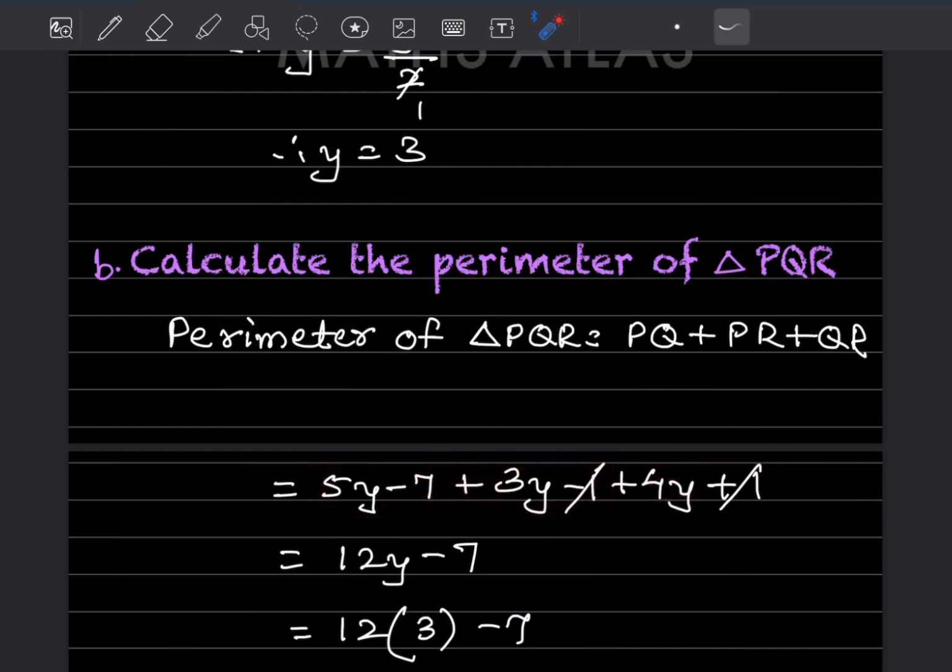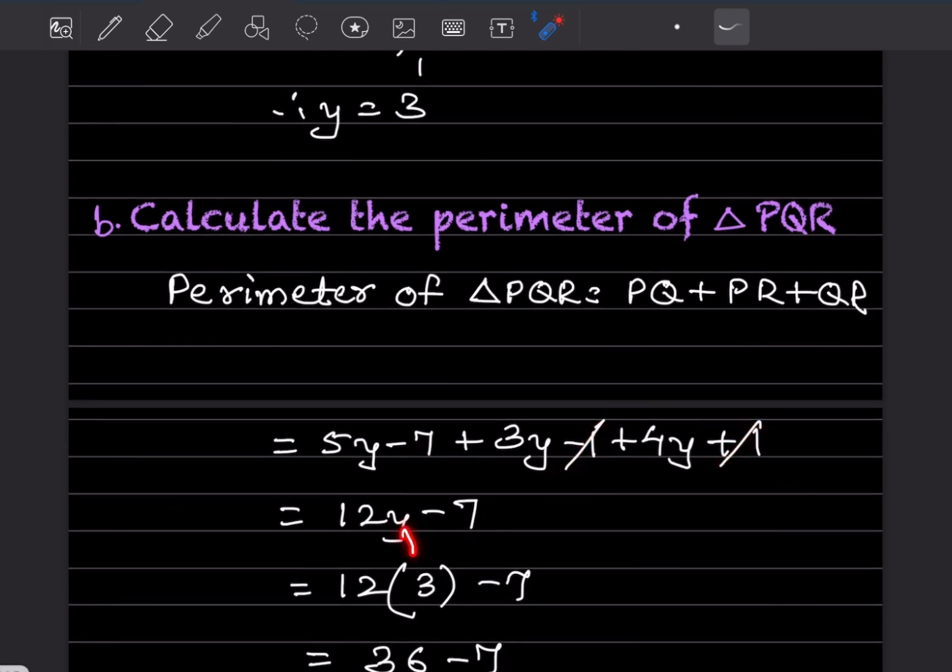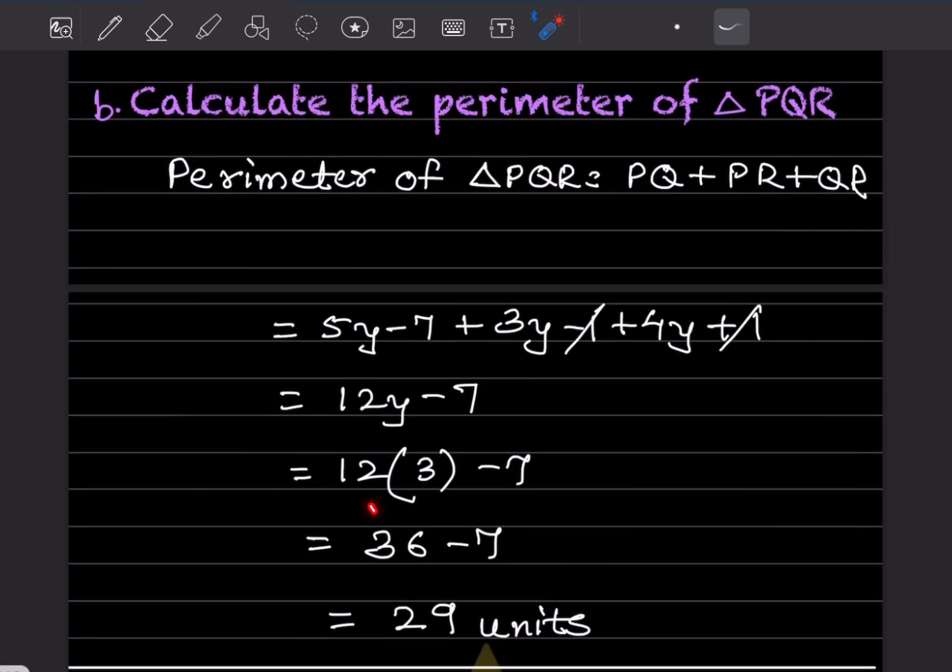First, what will you do? You will bring the like terms together. So 5y plus 3y plus 4y, that is going to be 12y. And when you see minus 1 and plus 1 gets cancelled here, so that will be minus 7. Now in place of this y, you are going to put the value. We got this as 3. So 12 into 3 minus 7. So that will be 36 minus 7.